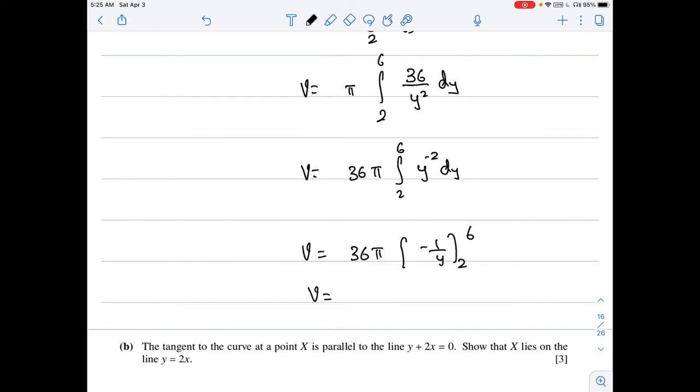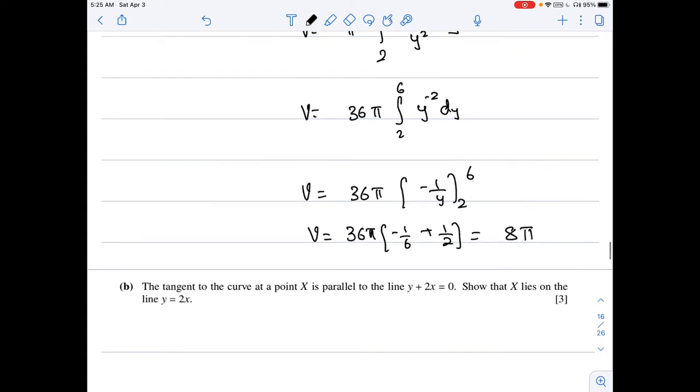So you can substitute the limits and get that answer. 36 pi times minus 1 upon 6, minus of minus, it is plus 1 upon 2, which should be equal to 8 pi. So the answer is 8 pi.